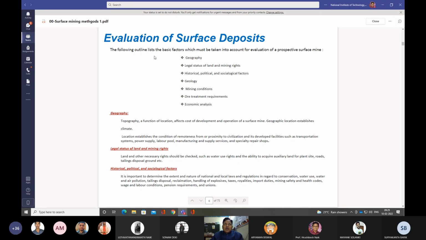So the following outline lists the basic factors which must be taken into account for evaluation of a prospective surface mine. The first thing you have to look into is the geography, where the mineral deposit is lying. You know that the mineral deposits may be lying in the hilly area, in the forest area, on the plain area, or they may be in the valley area, or on the top of the hill. So the geography of the area is to be taken into account as first priority for evaluating surface mining projects.